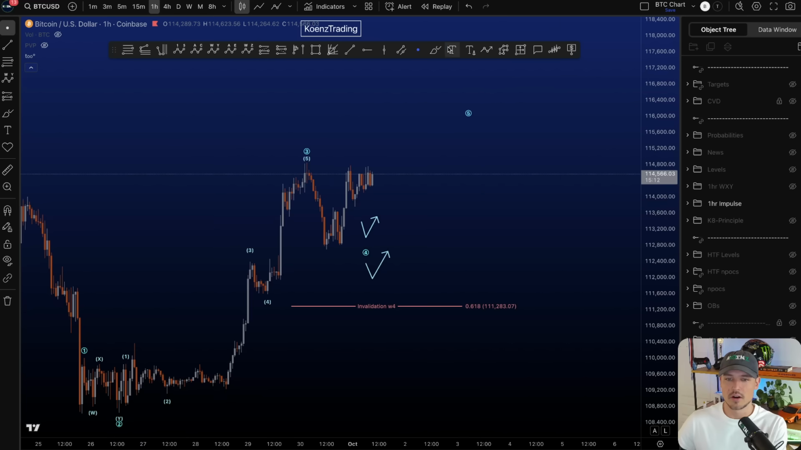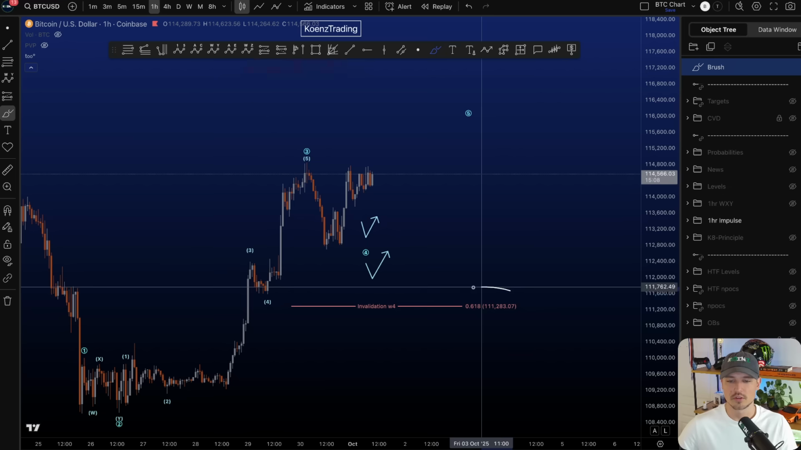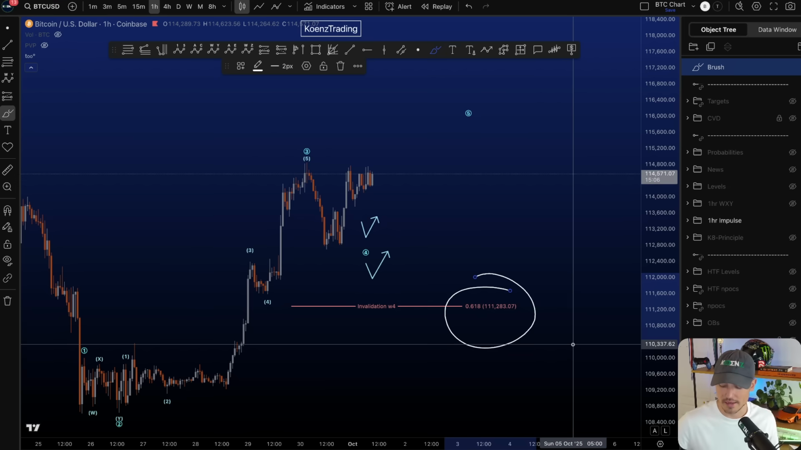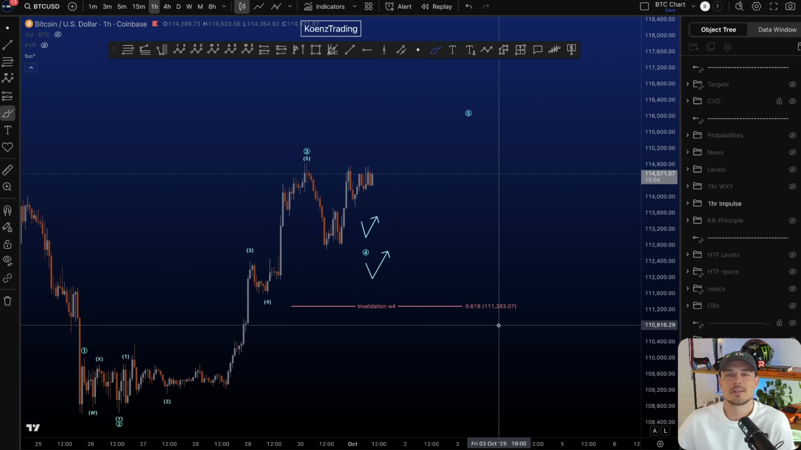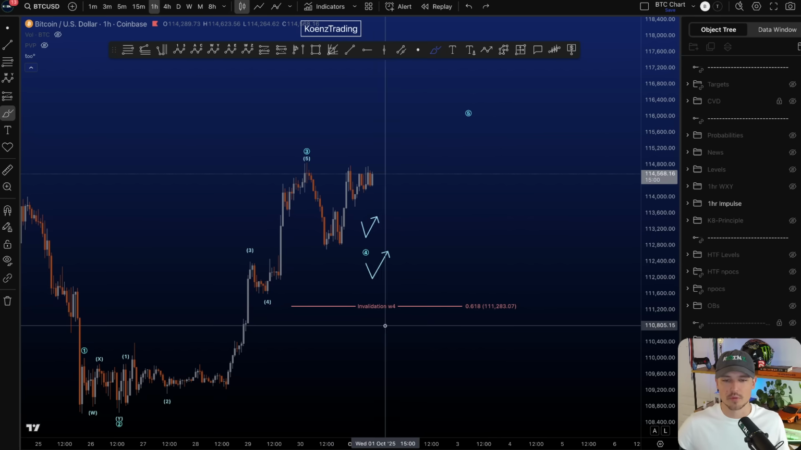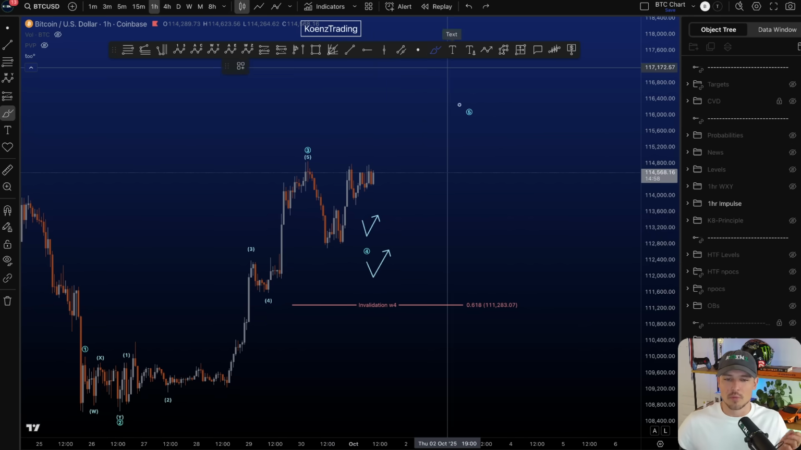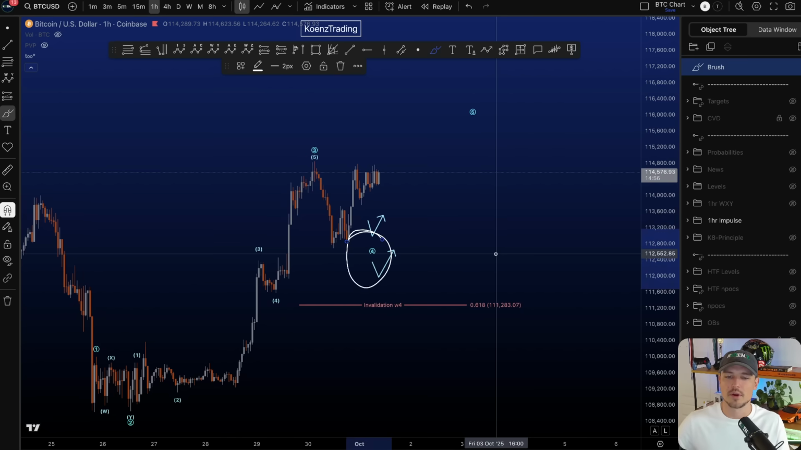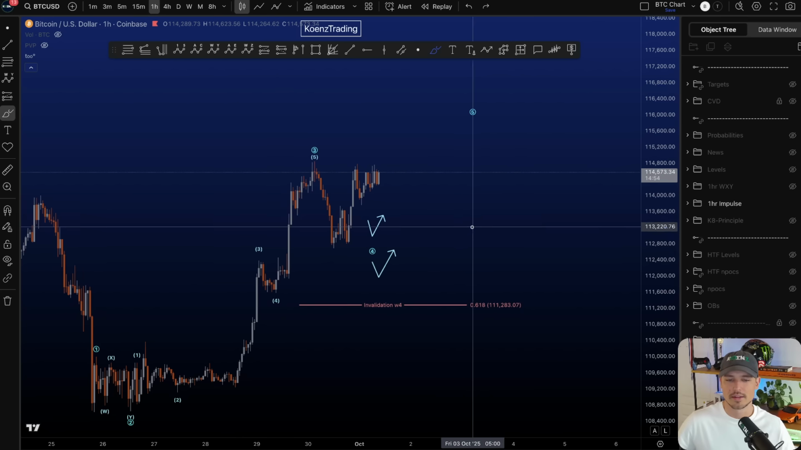Now, in this scenario, if we're looking for a wave 4, we don't want price to move down to the 0.618 here at 111.2k, because that basically is an invalidation for your wave 4. It would be incredibly deep. What we do like to see, though, is the wave 4s increasing in time and in size.